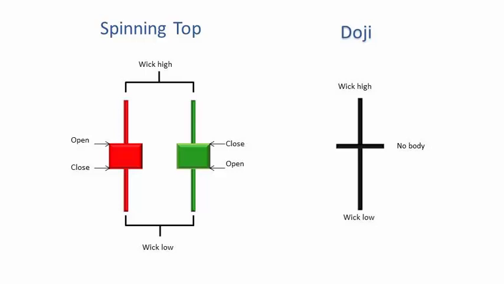A doji is formed when the open and the close of a candle are at the same place. The high point of the doji indicates that the bulls are in control, and the low point of the doji indicates that the bears are in control. But by the end of the time period, the market has closed unchanged. A doji is formed when the opening and the closing prices are equal.